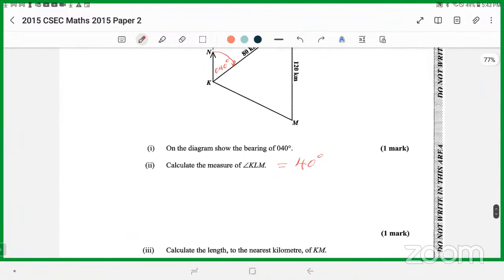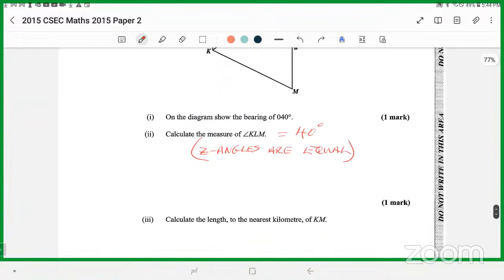I'm just going to put the reason. Z angles are alternate angles. Z angles are equal. Let's put the reason in there, why we say it is that. And instead of saying alternate angles, Z angles are accepted. It's okay for you to say Z angles. If you want to be sure, you write alternate angles.